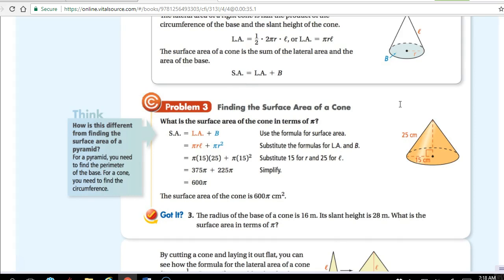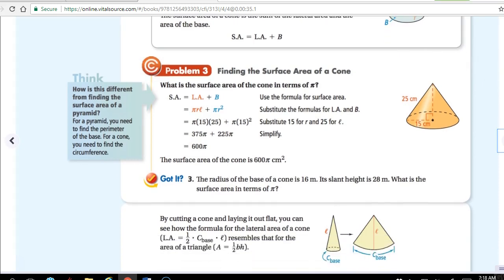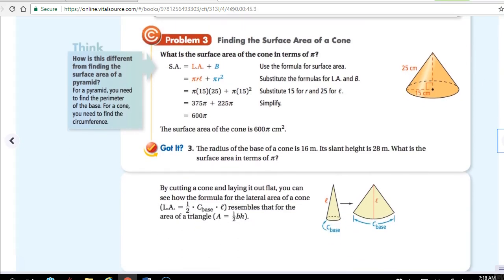So, to find the surface area, remember it's both the lateral area and the area of the base, which happens to be a circle, because you're dealing with a cone here. So, let me slide this up to problem 3 so we can see it. The surface area is the lateral area plus the base, and we just established that the lateral area is pi r times the slant height, plus, of course, the area of the base, being that it's a circle, is going to be pi r squared. Okay, so the rest is just plugging it in.